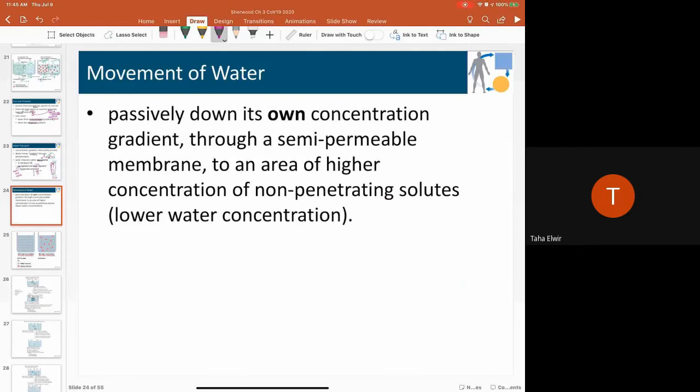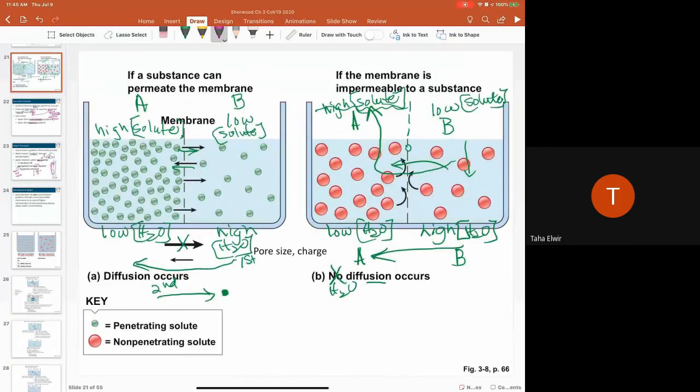The movement of water, again, is tumbling. It has its own concentration gradient, and we have to always think about that first. So you come back to these examples. Why are they incorrect? Because they didn't think about water's diffusion. Water moves first. So you look at the solute concentration, high to low. Yeah, it's going to move from high to low, but it's going to move after water moves.